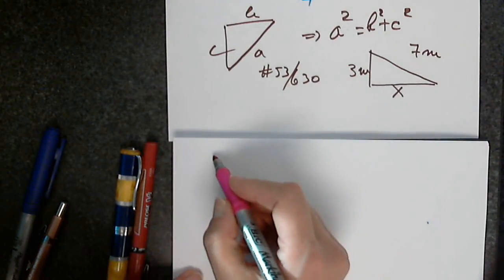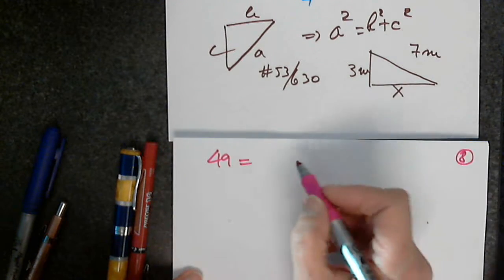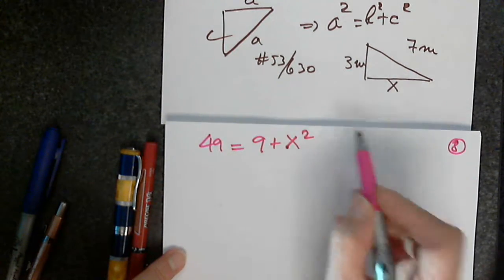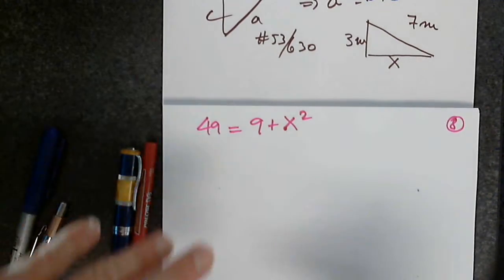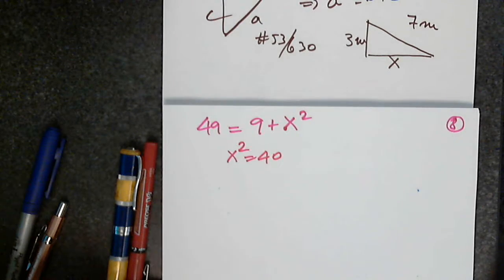Very good. 49 equals 9 plus... square. Very good. So the hypotenuse squared equals one leg squared plus the other leg squared. All I have to do now is subtract 9. So then x squared equals 40.